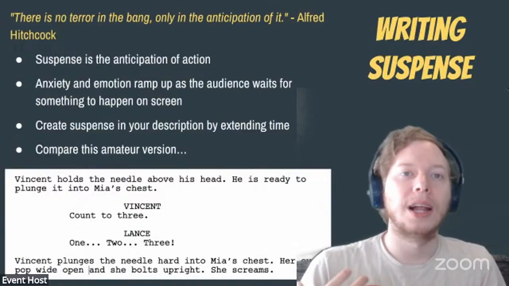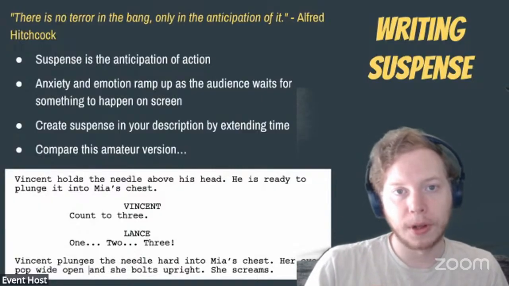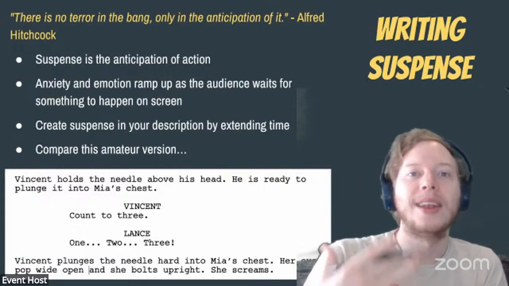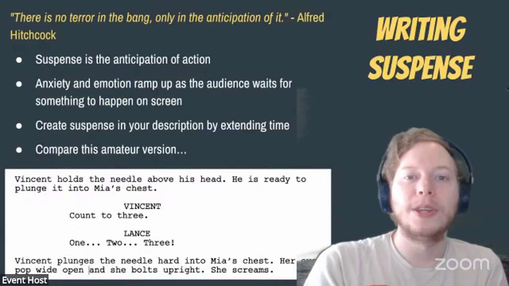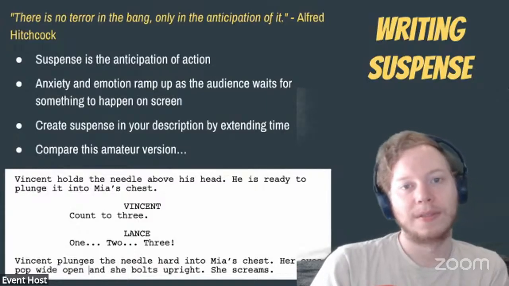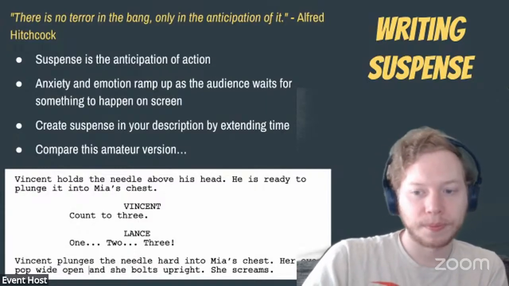You need to allow the plot to unspool and unfold over a longer period in order to truly get suspense and tension. You have to ask a question and then not answer it for a while, and maybe just give little pieces of the answer or glimpses of the answer, but never actually reveal until the opportune moment.